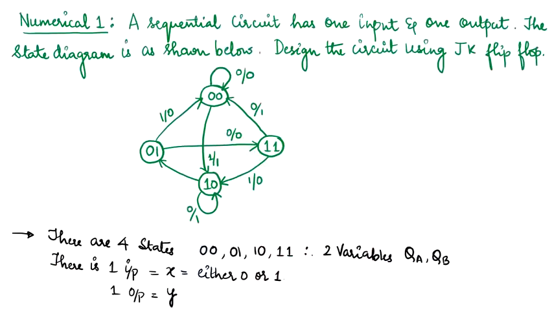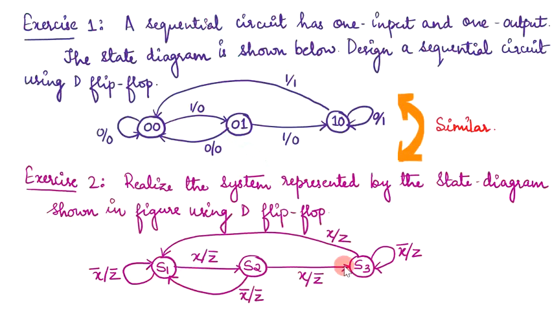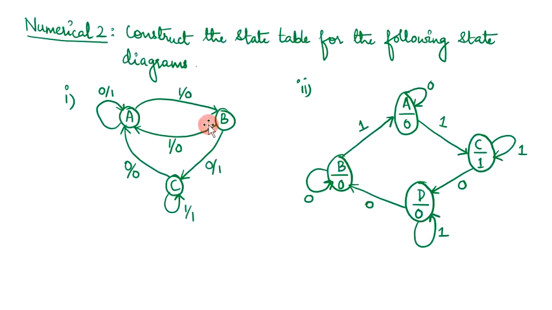So all you need to do here is, if the question is asked in this particular form, just try to represent the equivalent of this in this particular form and you can solve it very, very easily. Moving on to the second type or the variation of the numerical. Here the question says you need to construct the state table for the following state diagrams. There are 2 state diagrams that are given and we need to construct the state table separately for these 2 diagrams. So let us deal with them individually.